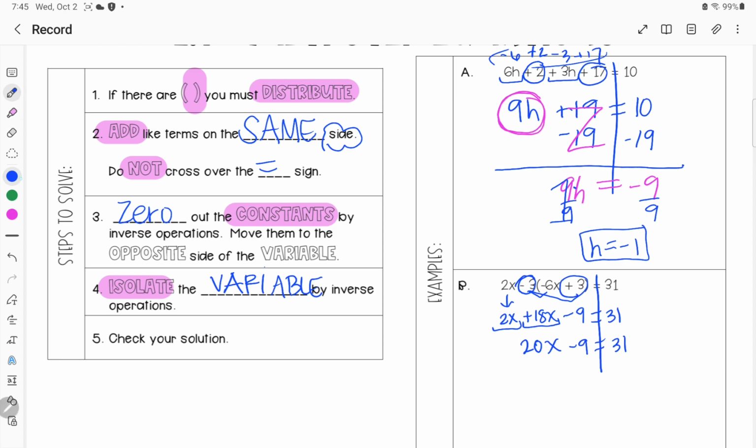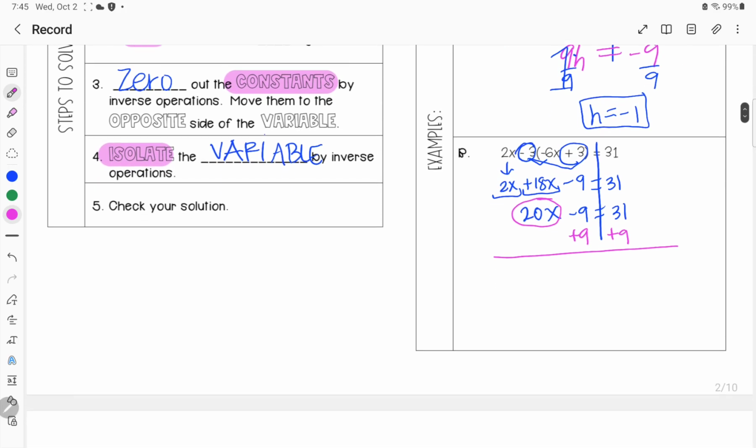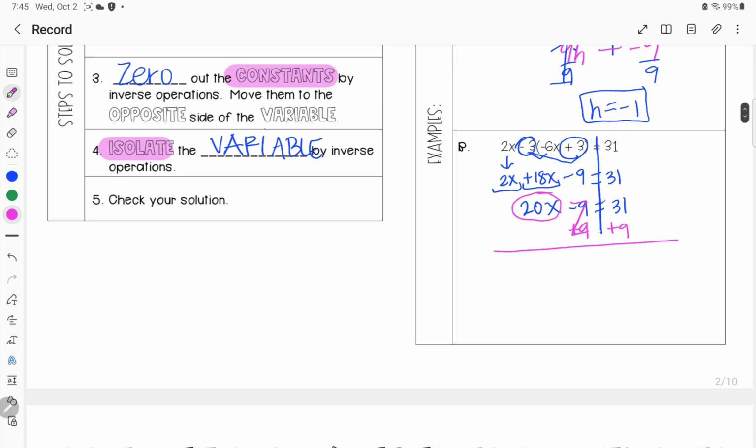Now, this is where I circle my variable and anything attached to it. That is stuck. Step number 3 says zero out the constants, just our numbers. Anything that's not attached to our variable, we're going to zero out by inverse operations. Right now we have a minus 9, so the opposite would be plus 9. But if I add 9 to this side, I add 9 to this side. It has to stay balanced. So this becomes 0, leaving me with 20x on this side, and 31 plus 9 is 40. So we still have 20x equals 40.